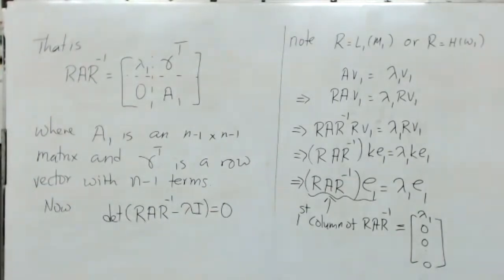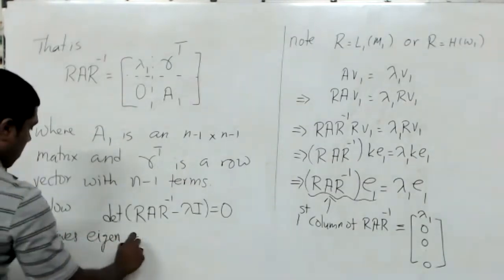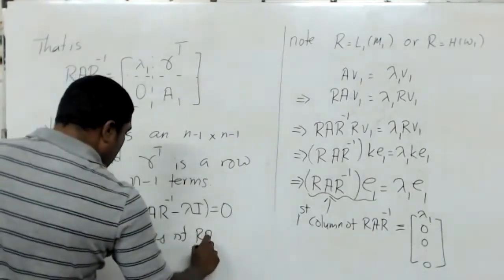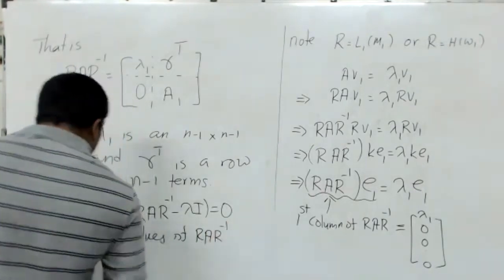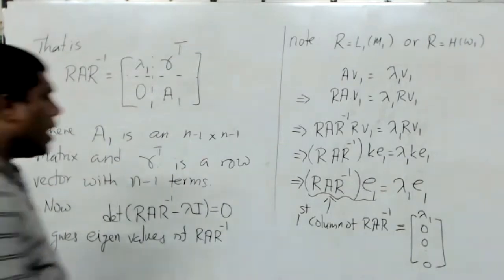Right, so now if you want to find the eigenvalues of this R A R inverse, then you want to solve this equation, right? And so you know that this gives the eigenvalues of R A R inverse. So now we will try to solve this equation, determinant of A minus lambda I.